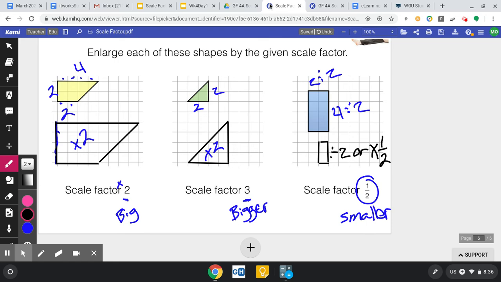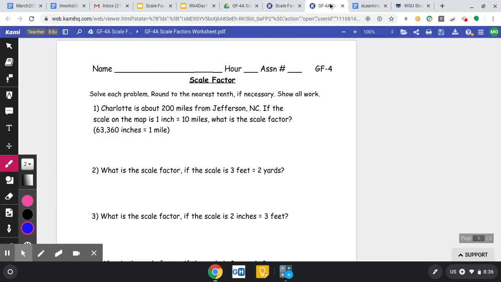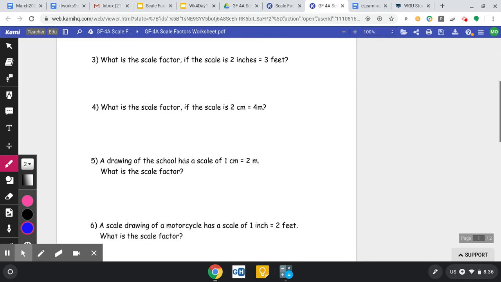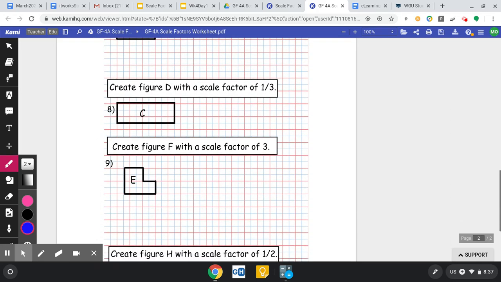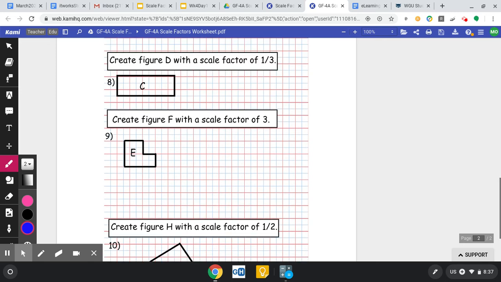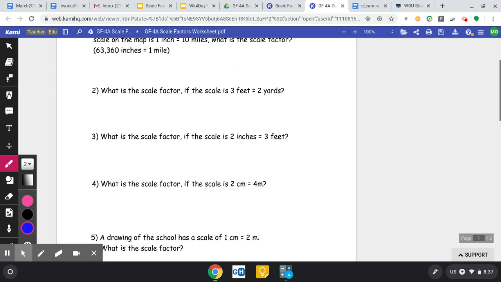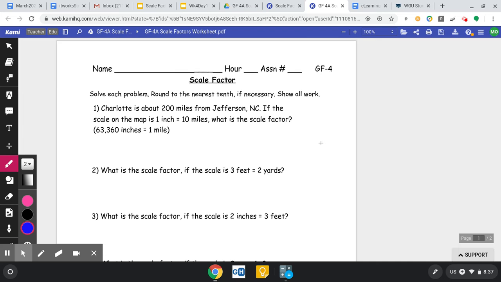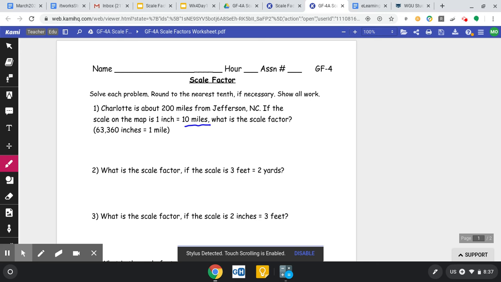Okay. Now, when you get to your actual work that you're doing today, some of it is word problems, and then you have some where you're going to graph just like before. So make sure you pay attention. Some of these you're going to have to convert. Like for number 1, if it tells you it's 10 miles, we need to change that. 1 mile is this many inches, so we have to take this times 10 because we have 10 miles. That's how you're going to find your bottom number.